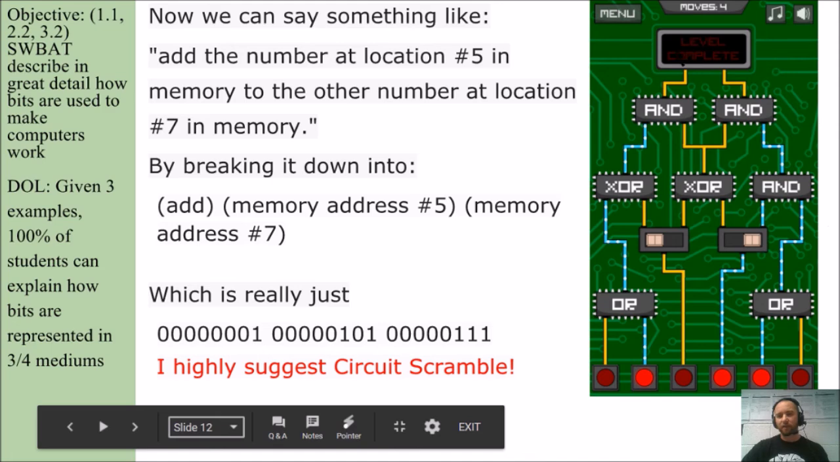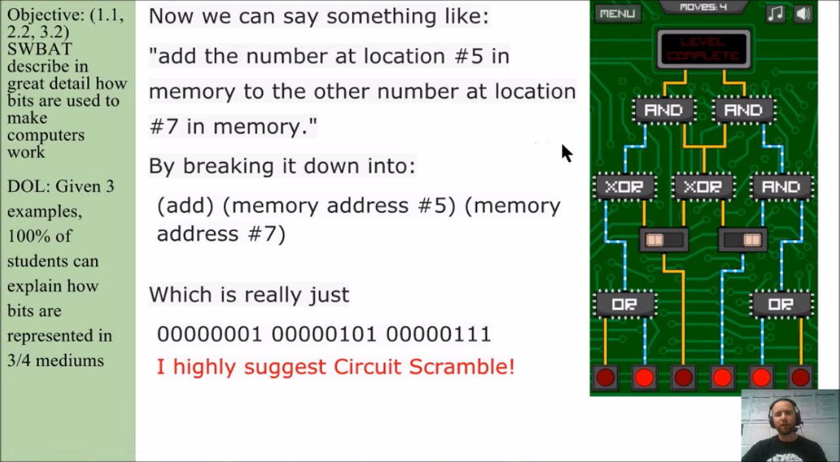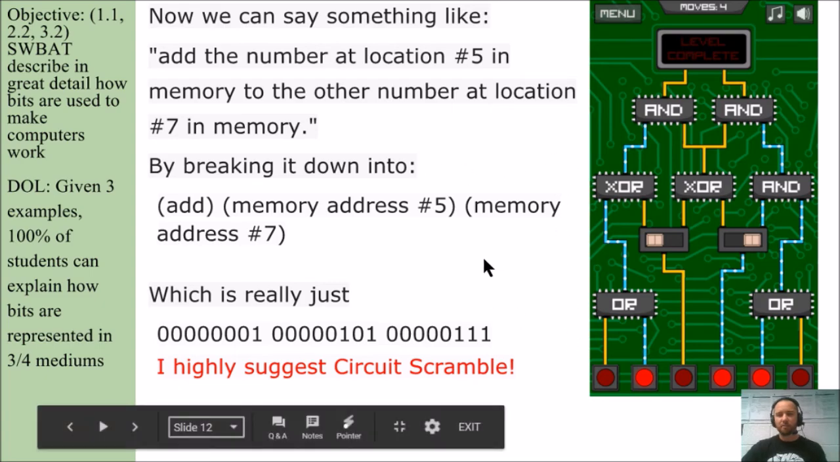I highly suggest this game Circuit Scramble to help you understand how it's a combination of binary that leads to a specific action. I'm currently at level 84. If anybody can get past that extra credit, let me know or let me see.